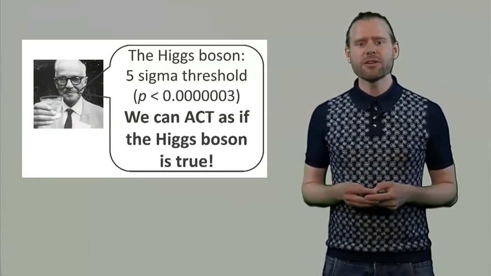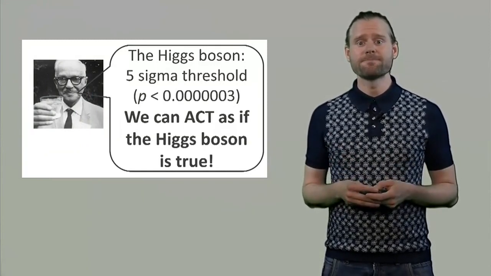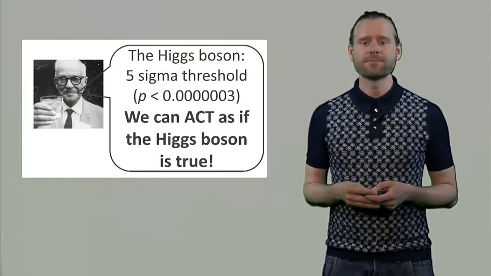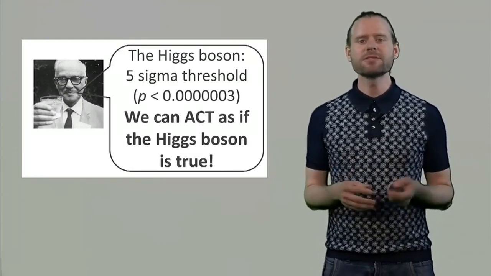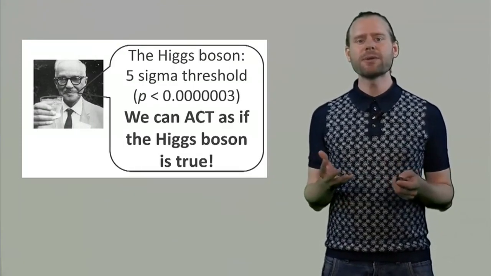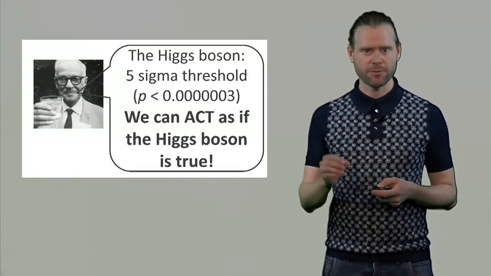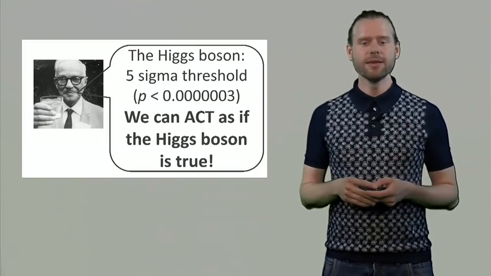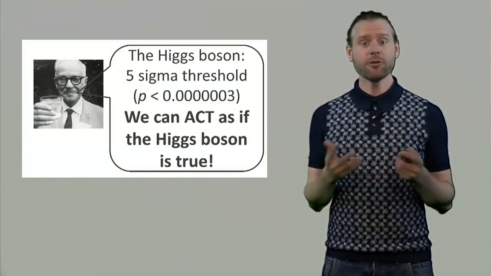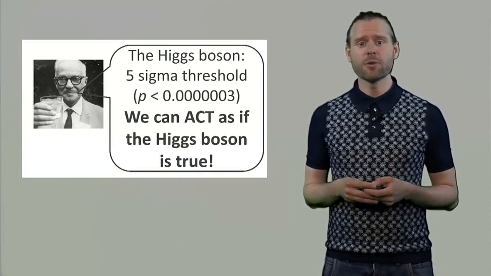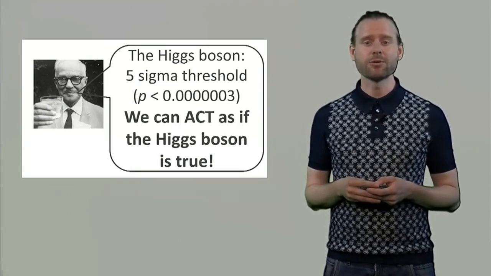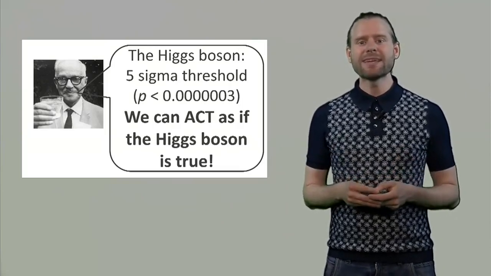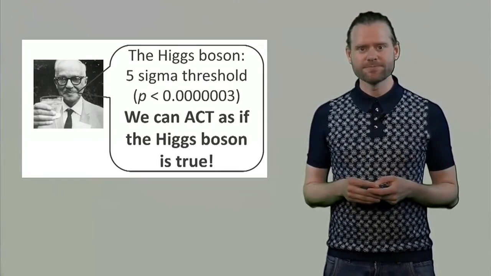Now, this is an interpretation of p-values as proposed by Neyman. And it's often used. Let's take the discovery of the Higgs boson as an example. If you remember, during the press conference about the Higgs boson, researchers were talking about whether the 5 sigma threshold was passed. And 5 sigma is used as a threshold to declare something a discovery in physics. Now, 5 sigma is basically a p-value smaller than 0.000003.